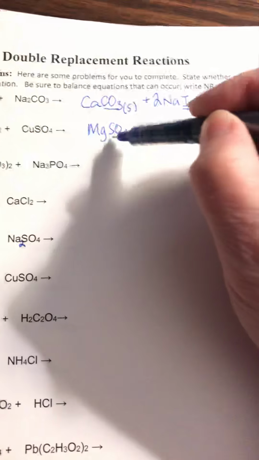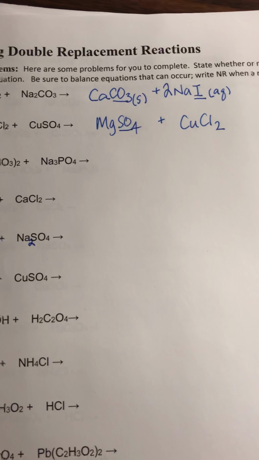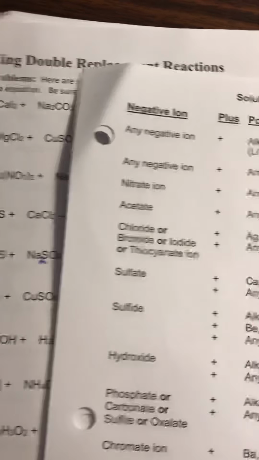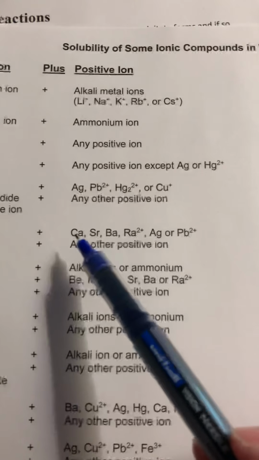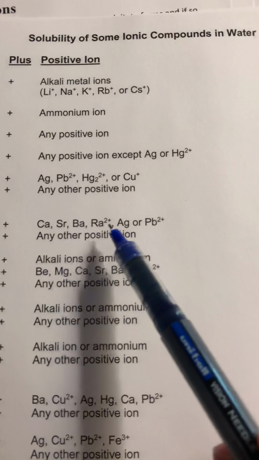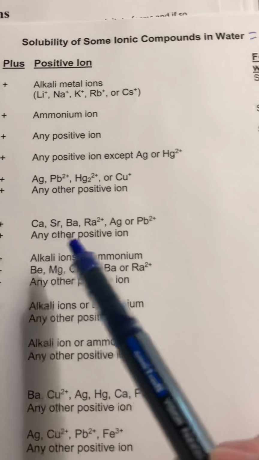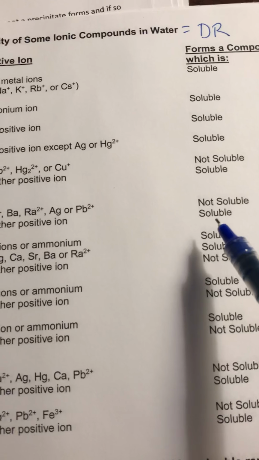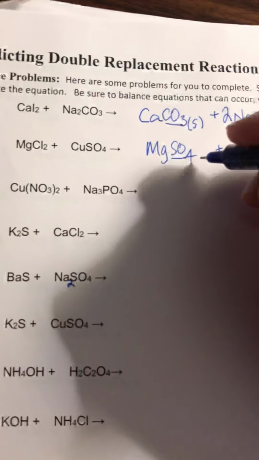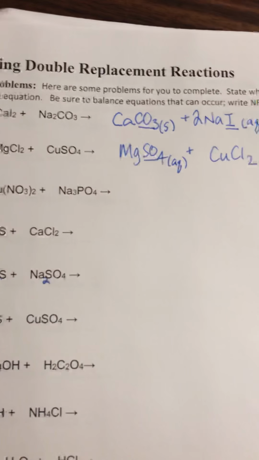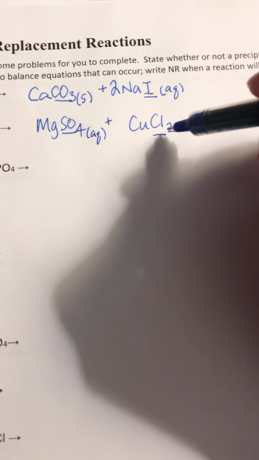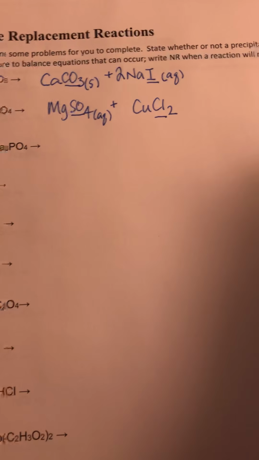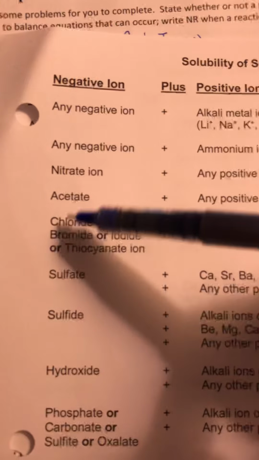All right, we're going to look at sulfate. Sulfate is with magnesium. So we go down our list. Sulfate with magnesium is none of those, so we go to the second one, and it says soluble. Soluble means we're going to put an AQ with this. Our next one is chlorine. Chlorine is with copper. So go down your list. There's our chloride.